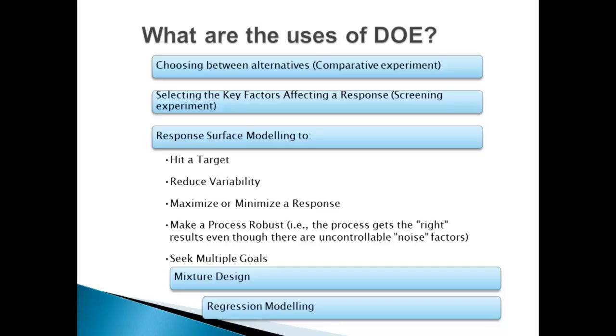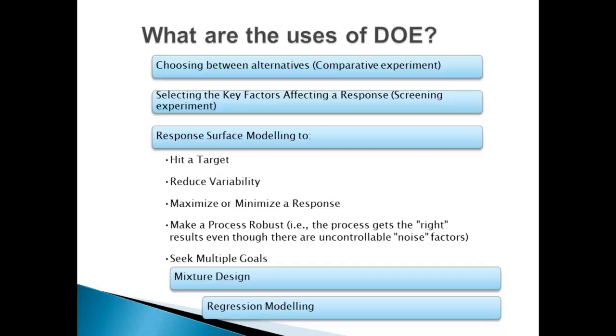The uses of experimental design, there are many uses, one of which is to choose between alternatives. In that case, we design a comparative experiment. If our objective is to select the key factors affecting a response, we need to design a screening experiment. At some other points, the goal is to optimize, to find a target, to find the best, the minimum, the maximum response, to reduce variability.